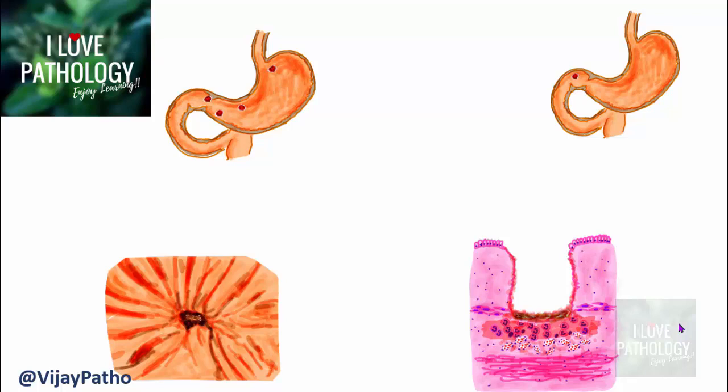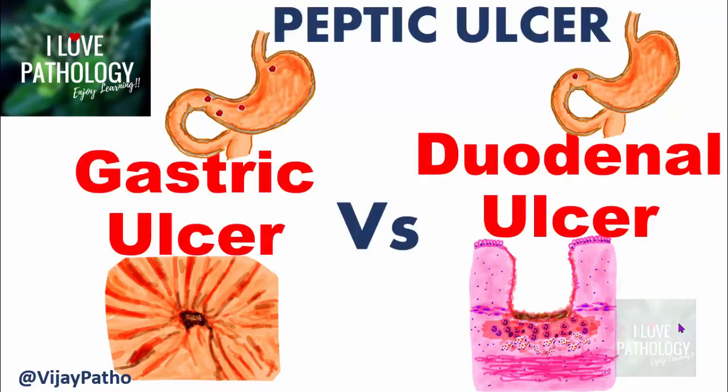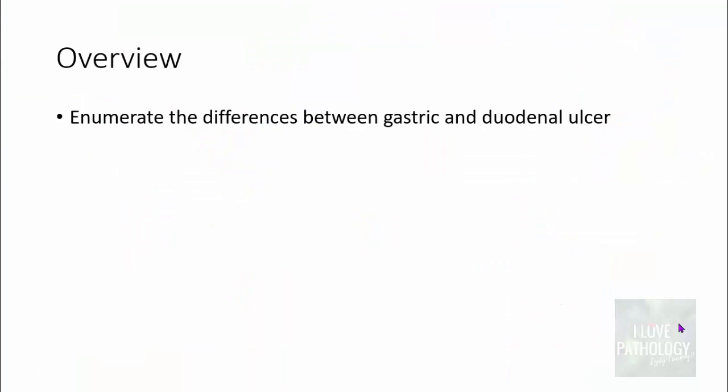Today let's learn a very interesting topic in gastrointestinal pathology, that is how to differentiate between gastric and duodenal ulcer. So basically the overview of this topic will be, we will enumerate the differences between gastric and duodenal ulcer. So before that, let us see what is this peptic ulcer disease.